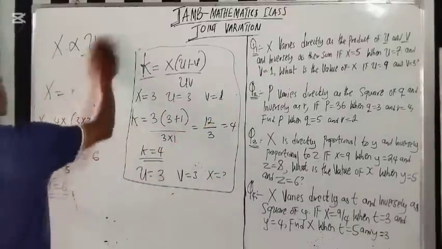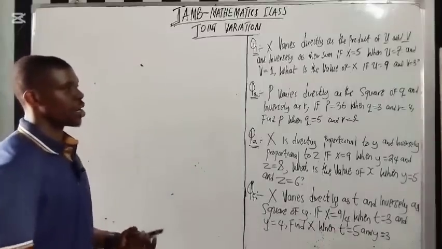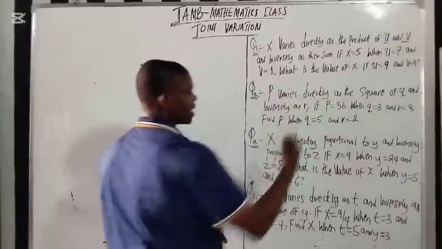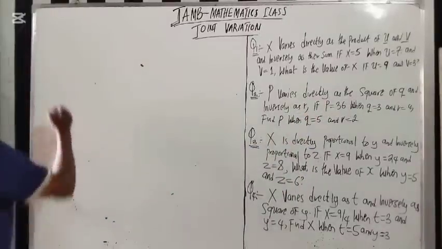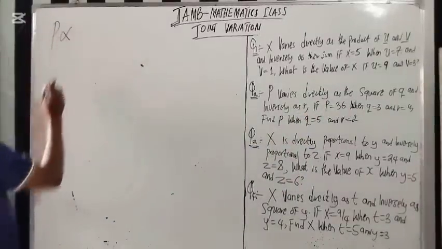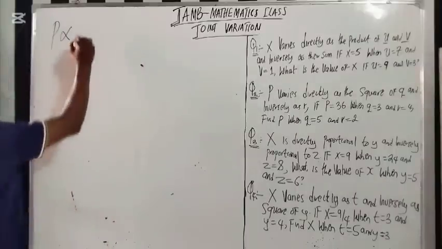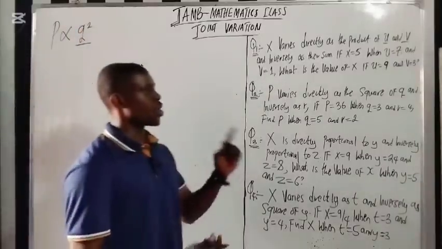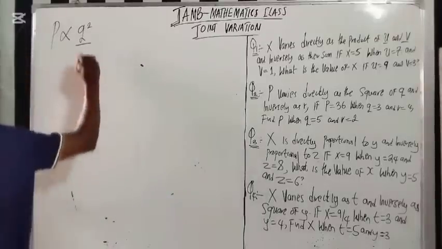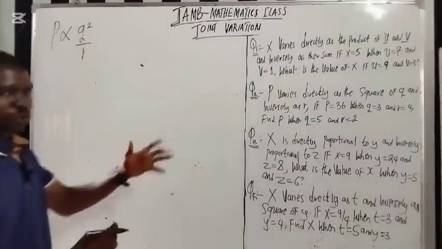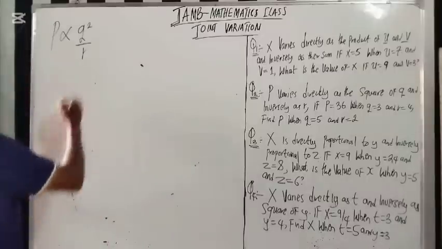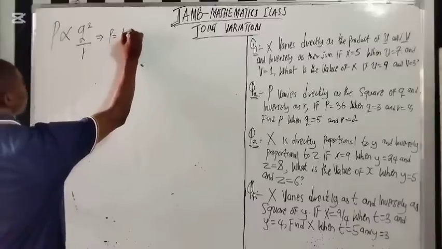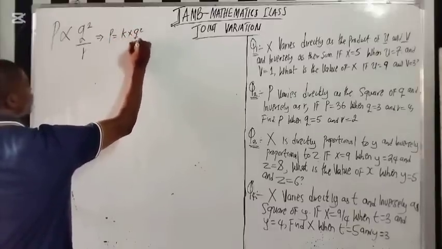P varies directly as the square of Q and inversely as R. Let's interpret this here. They say that P varies as the square of Q, Q raised to the power 2, and inversely as R. So remember you have to introduce a constant. When you introduce a constant, you're going to have P equals K times Q squared over R.